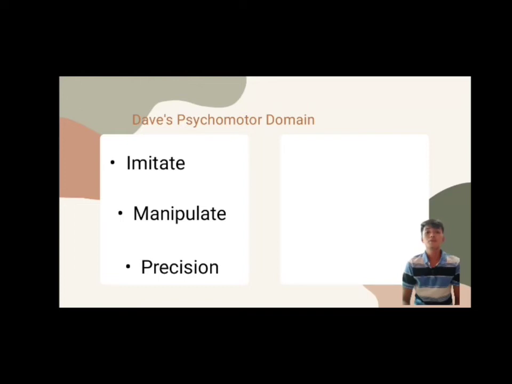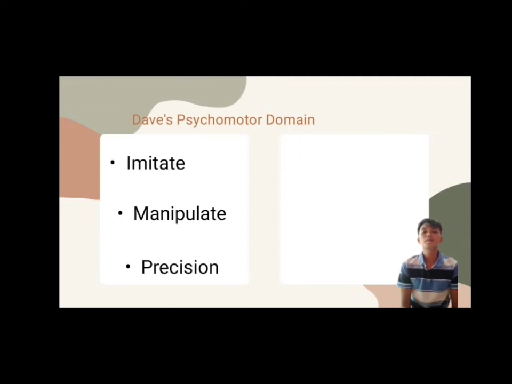So let's move to the another part, which is the 2 domains. The first is the Dave's psychomotor domain, and the second one will be explained by the next reporter. So the first domain has 5 levels, and these are the 5 levels. The first level of Dave's psychomotor domain is imitate. Imitate is the ability to observe and pattern your behavior after someone else. So at this level, learners simply copy someone else or replicate someone's actions following an observation.